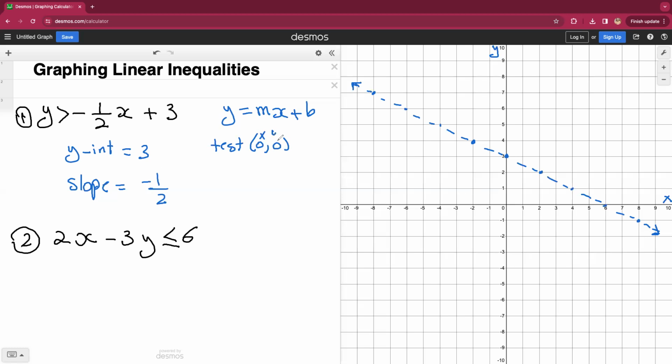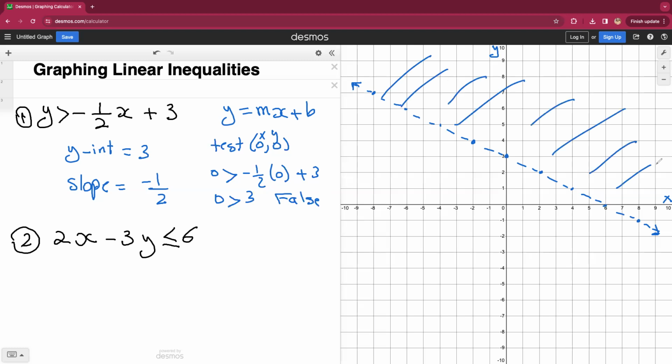So basically, this is x, this is y. Sub in 0 for y is greater than negative half times 0 for the x plus 3. So now what I get is 0 is greater than 3. Is this true? No, that's not true, because 0 is not greater than 3, so that's false. Since it's false, you don't shade where the 0, 0 is. The 0, 0 happens to be below the graph. You don't shade there because it's false. Then you shade above. All of this area right here.